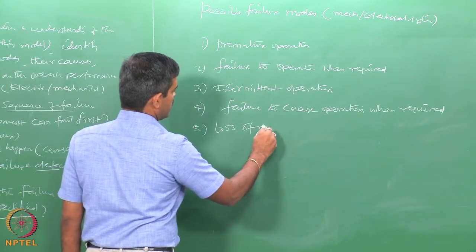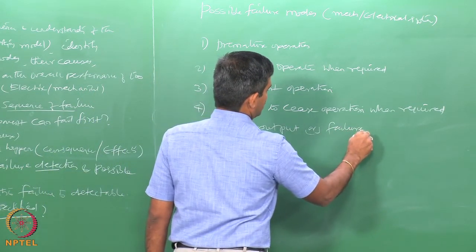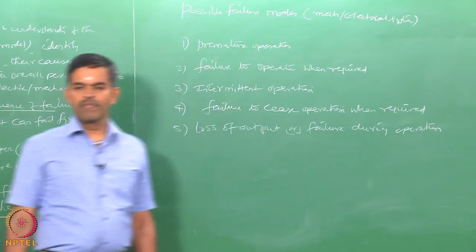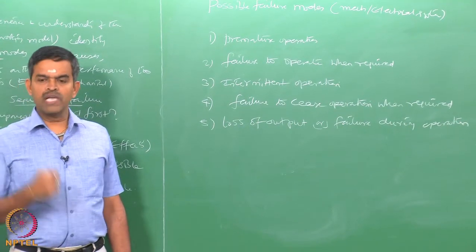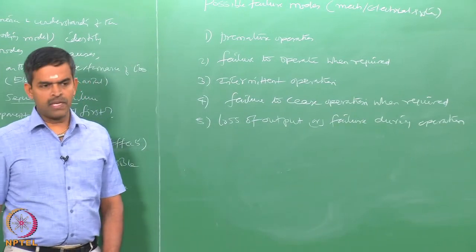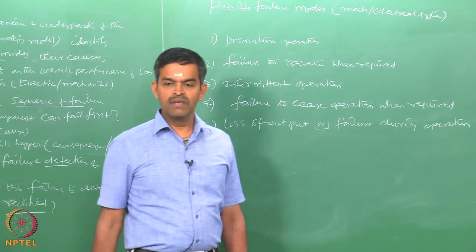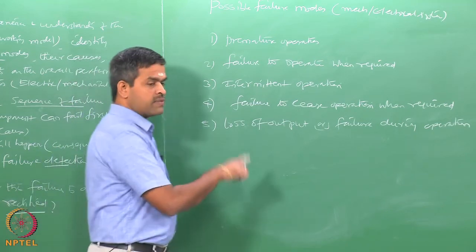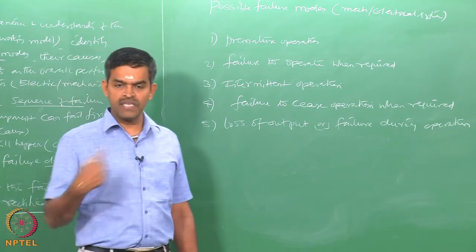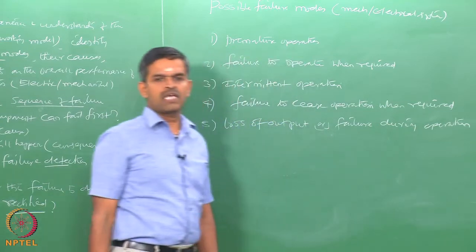Loss of output or failure during operation. Let us say I have a sensor which should glow or which should raise an alarm when the temperature in a given system exceeds maybe 100 degrees Celsius. So, the temperature sensor records the temperature. If the temperature exceeds 100 degrees Celsius in a given system, it should raise an alarm. But the sensor records the temperature, does not trigger off the alarm system, and the alarm system does not work even though the temperature is exceeding 100 degrees Celsius. Loss of output from the sensor or failure during operation is again a case of failure.